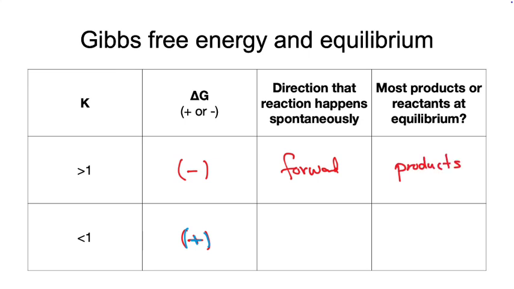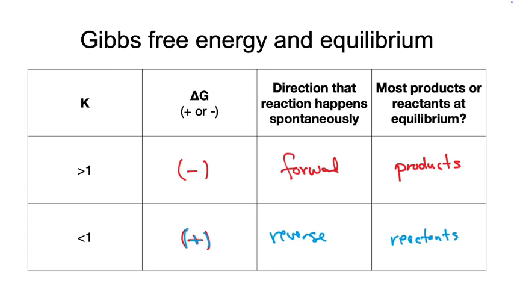Now we've got a tougher question. We move down to the bottom one. When K is less than 1, what's the reaction direction that happens spontaneously? We're going to get the reverse reaction happening spontaneously. Okay? What does that mean about products versus reactants? I'm going to have more reactants. Kind of, sort of? Yes? Can you explain why the reverse happens?